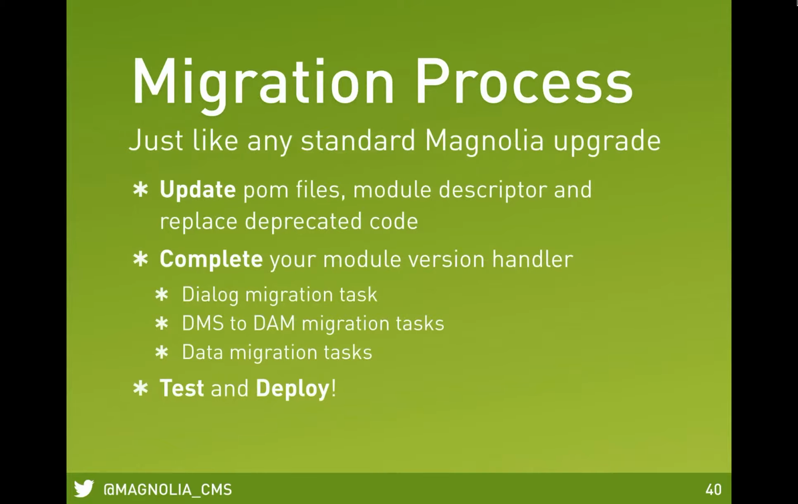So now we will talk about the migration process. In that case, the migration process is almost like any standard Magnolia upgrade. It's done in 3 steps. First, you update the project. Then you have to complete the version handler to call the migration task, and then you just need to test and deploy.